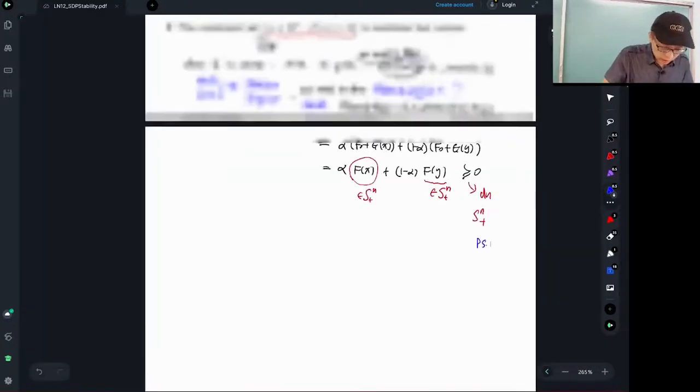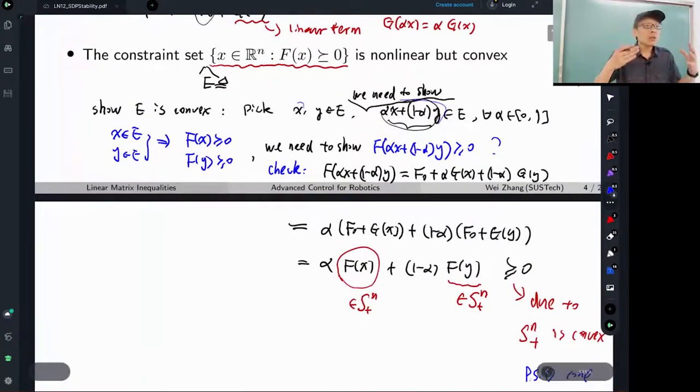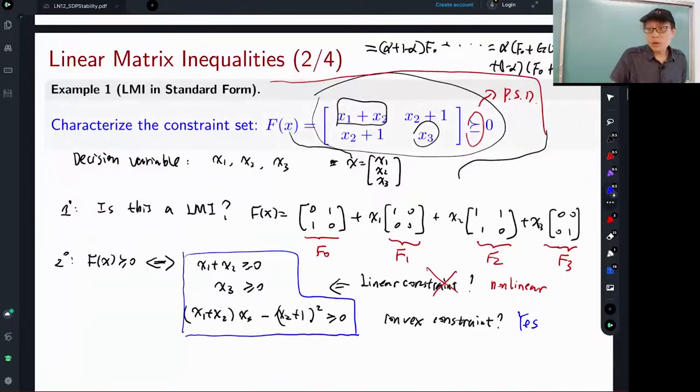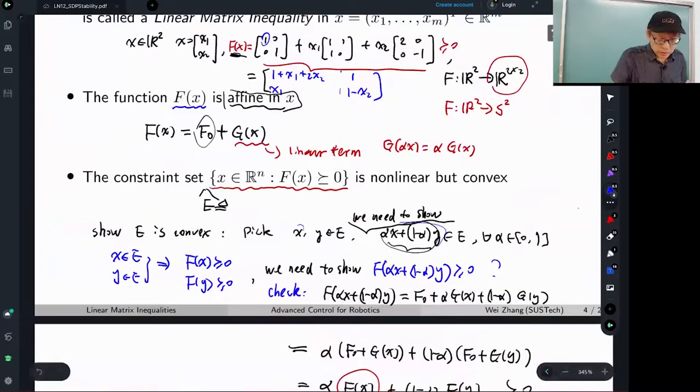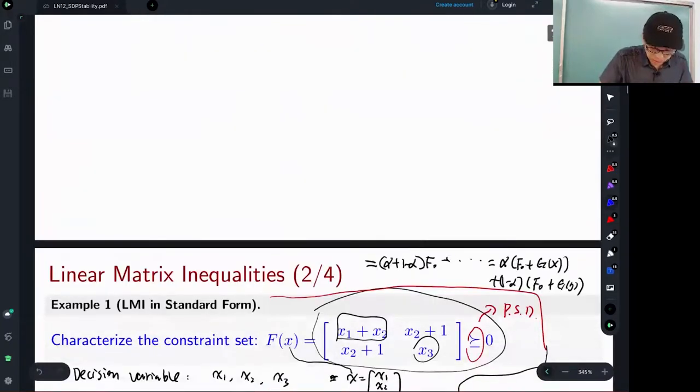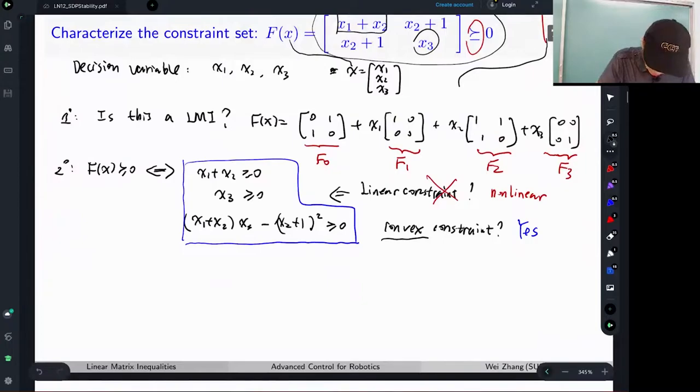So we see that no matter how complicated, this can be a simple case, but it's still hard for us to see immediately that this set is convex. But from this argument, we know this set is convex. Any questions? Let me add a remark here. This is a nonlinear but convex constraint.